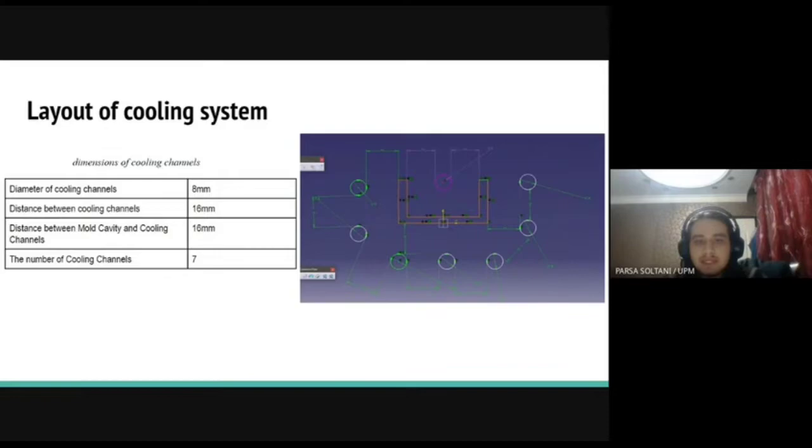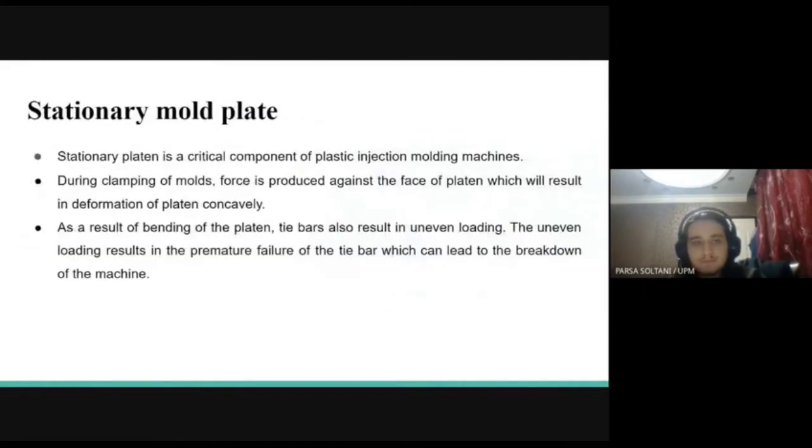And here we have the layout of the cooling systems. The diameter of the cooling channel is 8 millimeter. The distance between the cooling channels is 16 millimeter, and the distance between the mold cavity and cooling channels is also 16 millimeter. And we have 7 cooling channels in total.